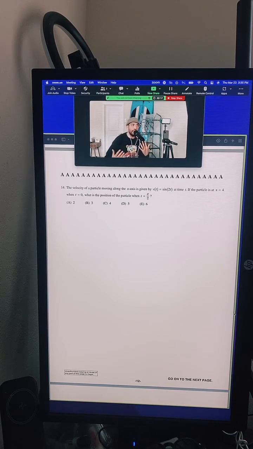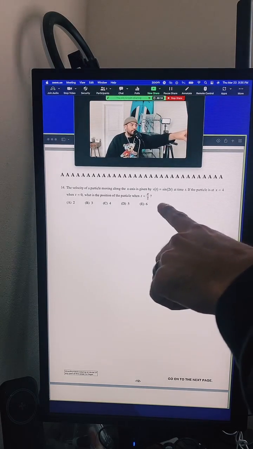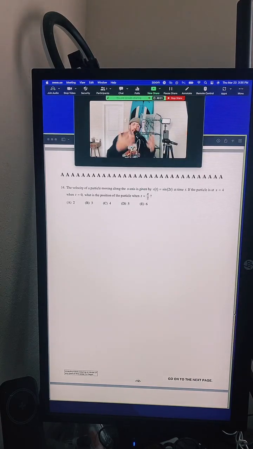You can do this in two different ways. You can find the position function by taking the integral and doing the plus c stuff and then plugging in the pi over 2. Or you can do this. You can take the integral from 0 to pi over 2 of the velocity function, because don't forget, according to the first fundamental theorem of calculus, this is the position function at pi over 2 minus the position function at 0.